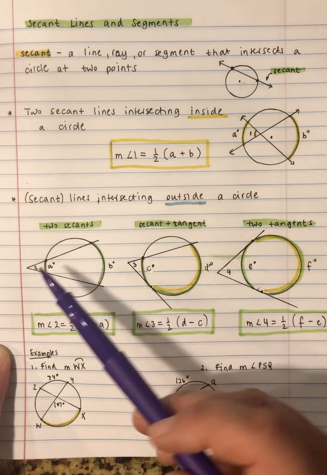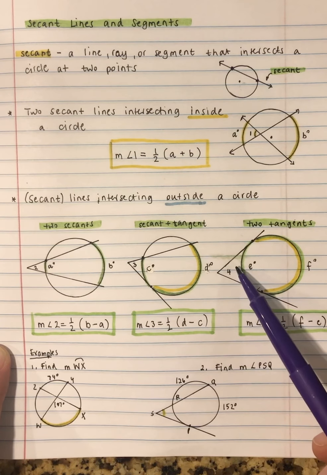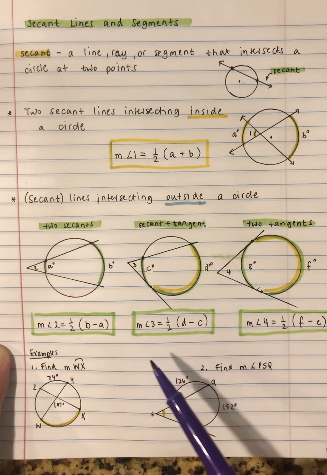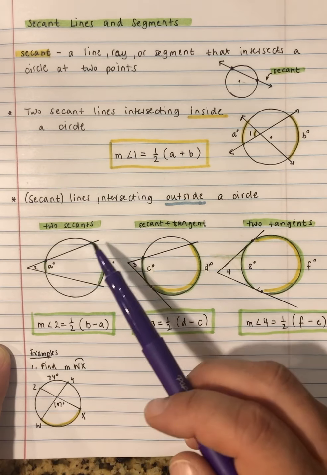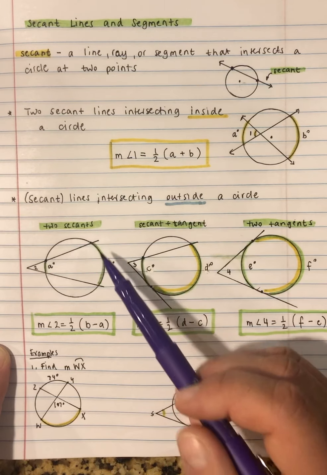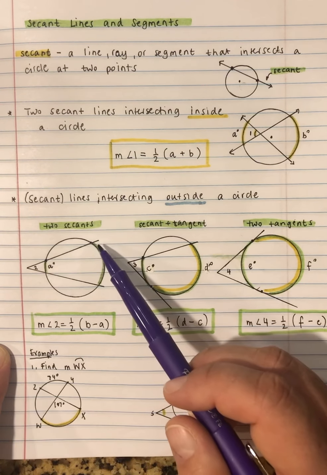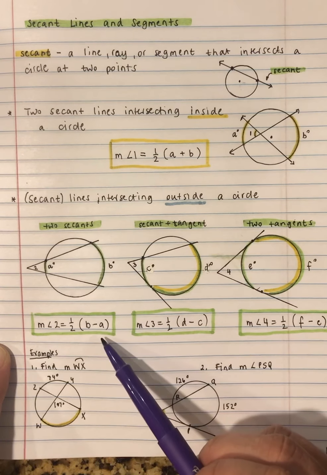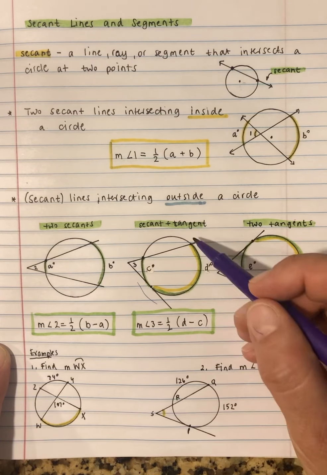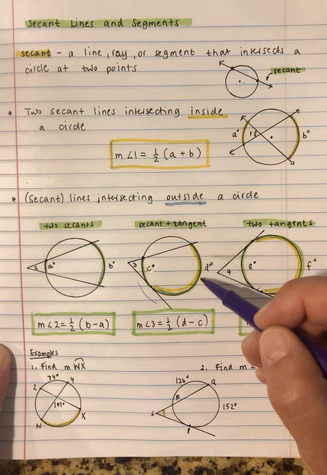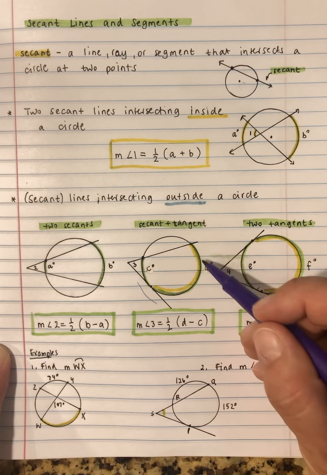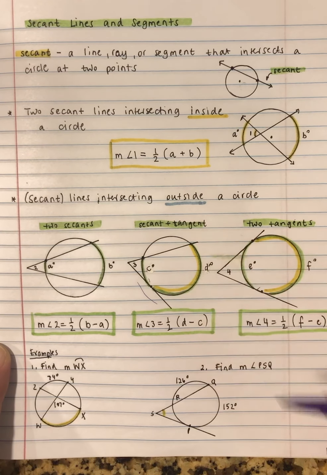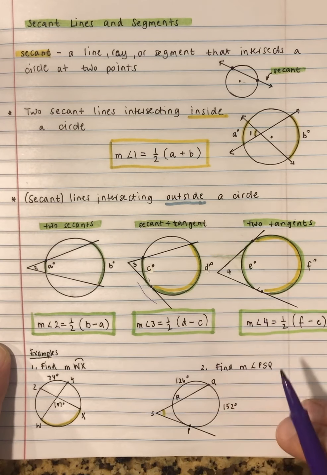The measure of the angle that's formed on the outside of the circle where the two lines intersect is always half of the difference between the two intercepted arcs. So the largest minus smallest, so in this case it would be B minus A. Over here, the two intercepted arcs are this yellow arc right here, which is arc D, and this smaller arc on the inside, which is C, so we have D minus C.